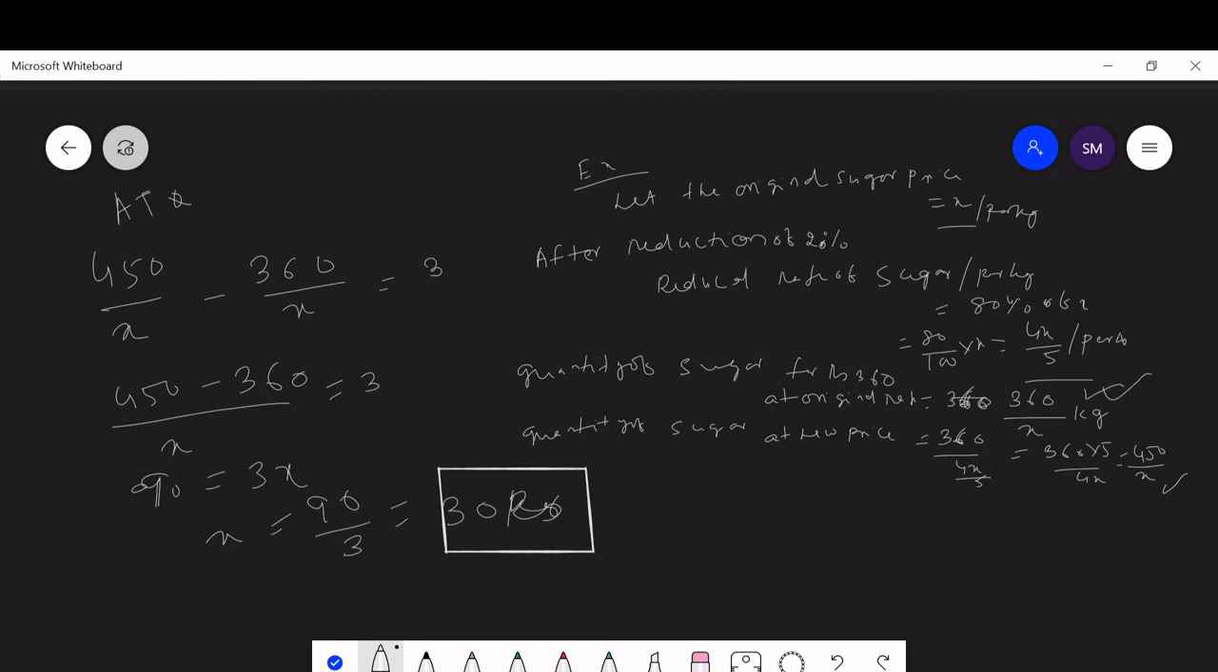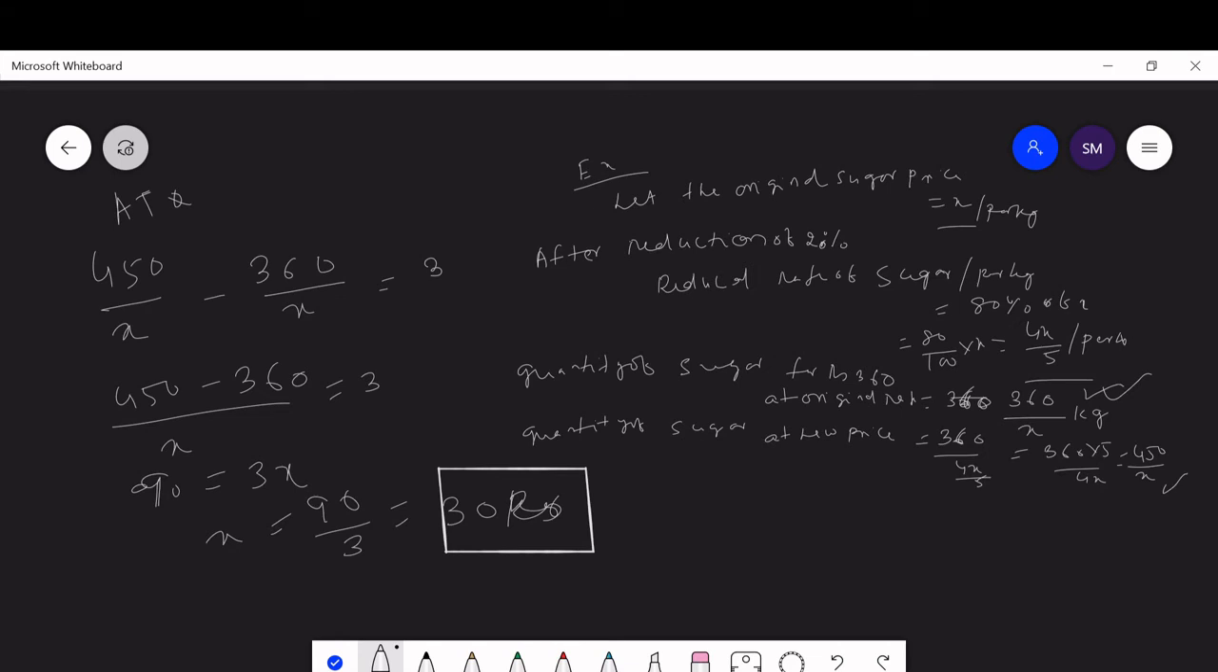Then after the reduction of 20%, Mrs. Shah has to spend only 360 for sugar. Her budget for sugar is 360. Then when the sugar price goes down, she is able to buy 3 kg more sugar. Then what was its original price? The original price of sugar is 30 rupees per kg.